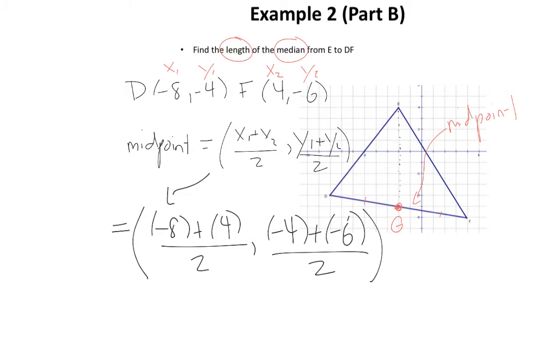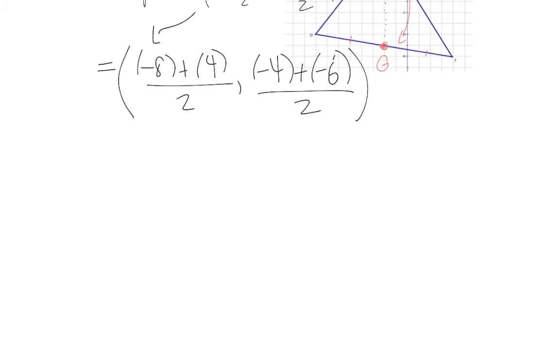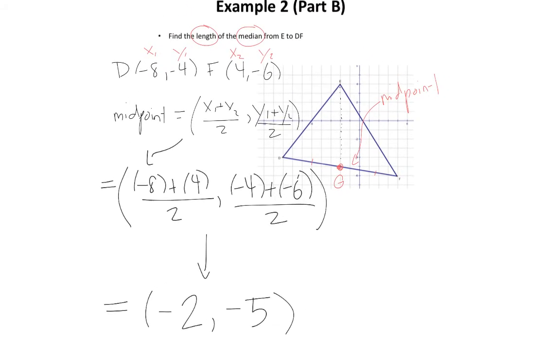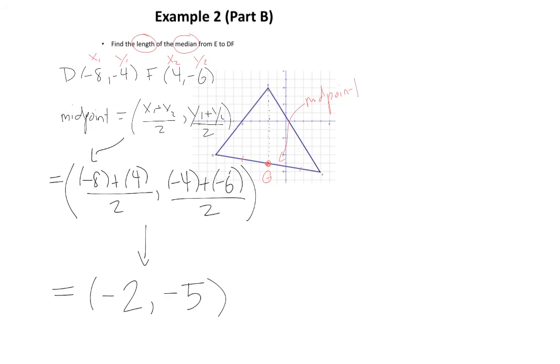If you do the work for this question on your own, you would end up with a final answer of -2 and -5. So let's go back to our diagram and double check to see if this is somewhat reasonable. And as you can see, the point G, which is a midpoint of line segment DF, looks somewhere around -2 and -5.